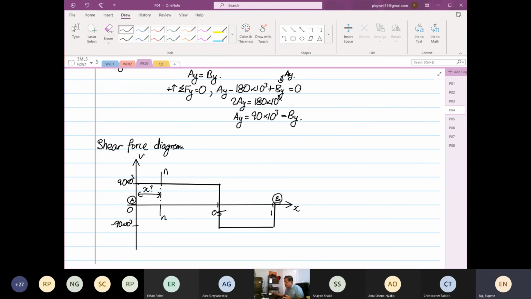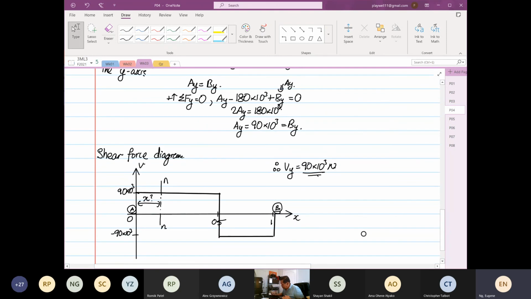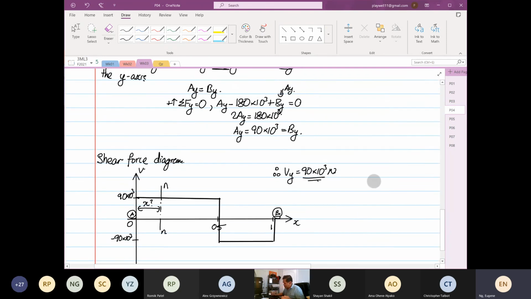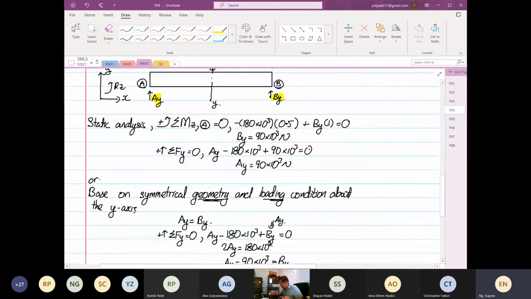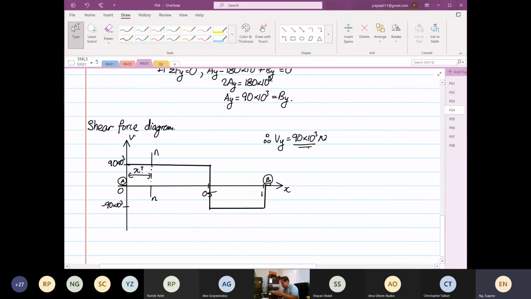The answer is it does not matter, is it? Because it's constant. So therefore, we have found that Vy is equal to 90 times 10 to the power 3 Newton. So in this question, they did not even tell you the distance. They did not bother. They just say, find NN. We realize that I can find the shearing force at NN. It does not matter whether I know X, because from 0 to 0.5, it is what?